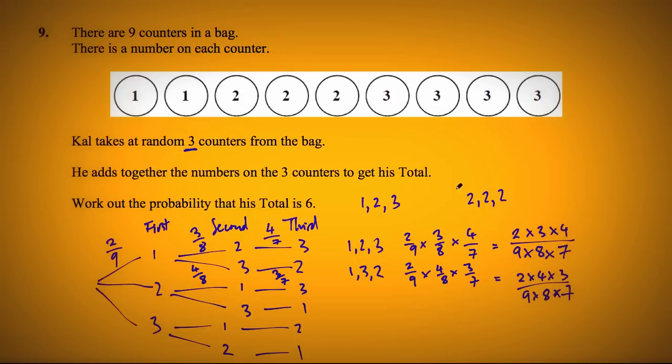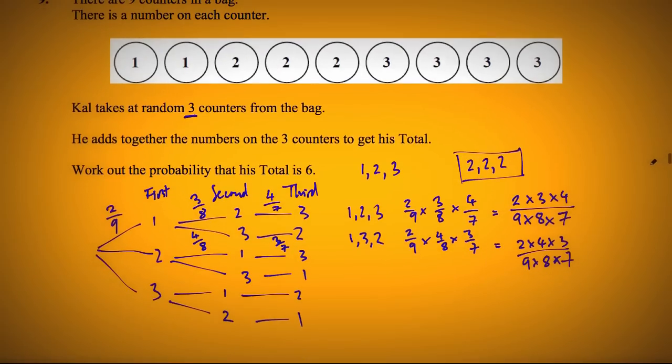And we've also got to consider the one time when we've got 2, 2, 2 as well. So this is 2 times 3 times 4 over 9 times 8 times 7, 504. And we've got 6 lots of that, because it can happen each of these 6 ways.